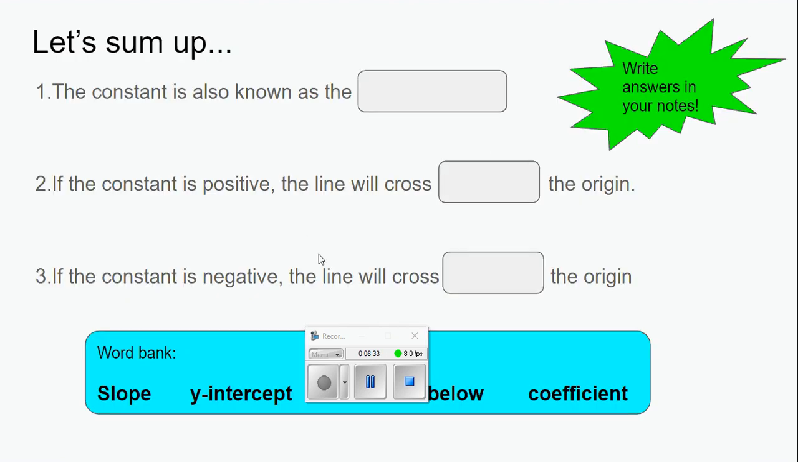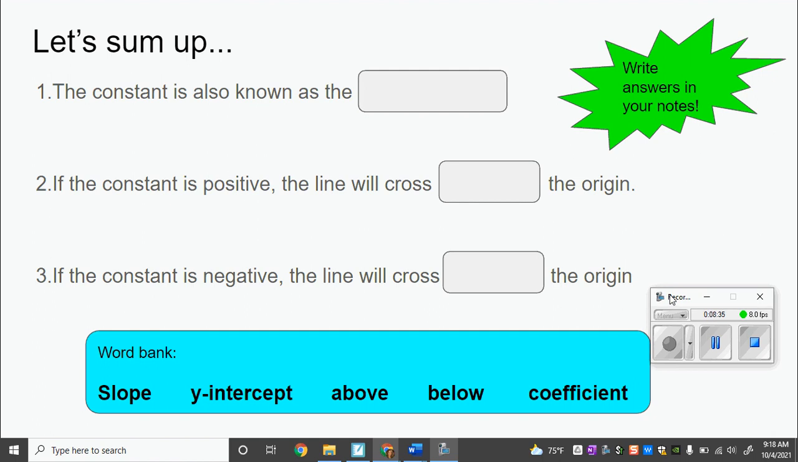Now in your notes, you guys see here 3 blank spaces, and on my slides, I've got a word bank for you. You can use the word bank to fill in those 3 blanks, but at this time I just want you to pause the video and try to fill in those 3 blanks and then hit play and see if you got them right, okay?